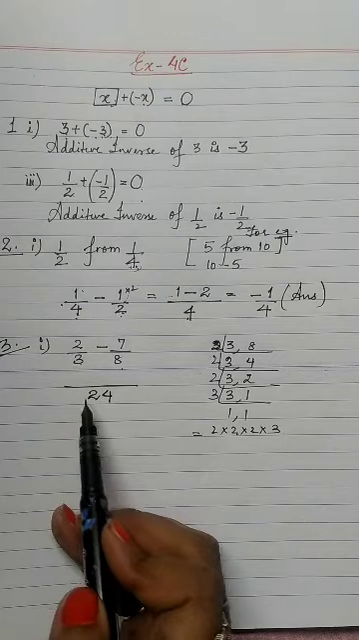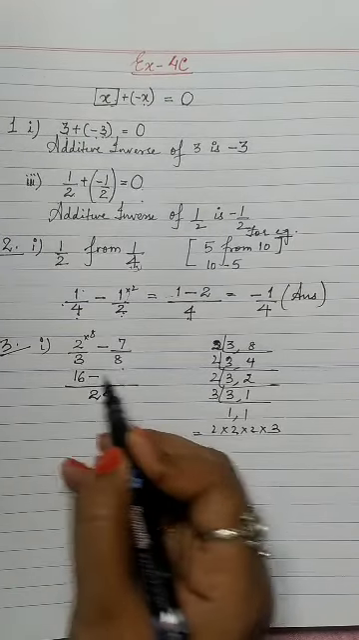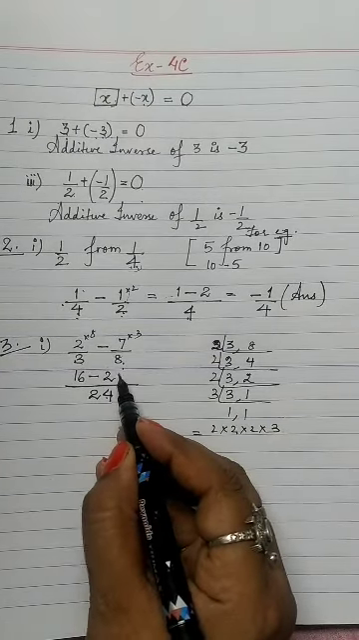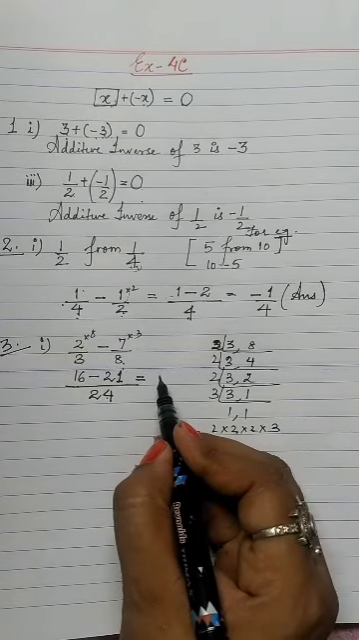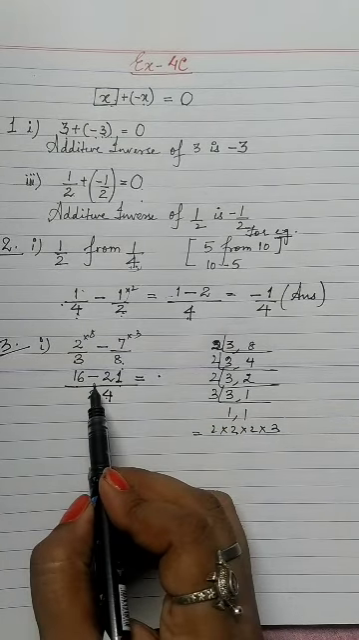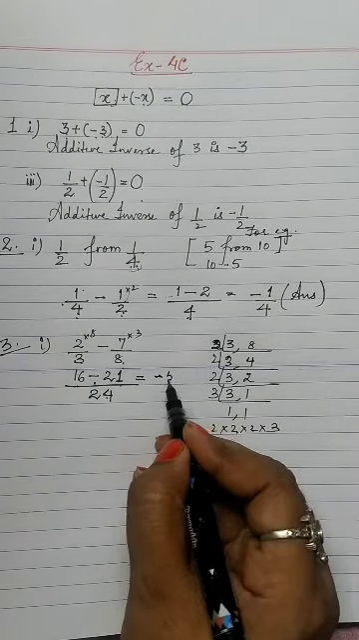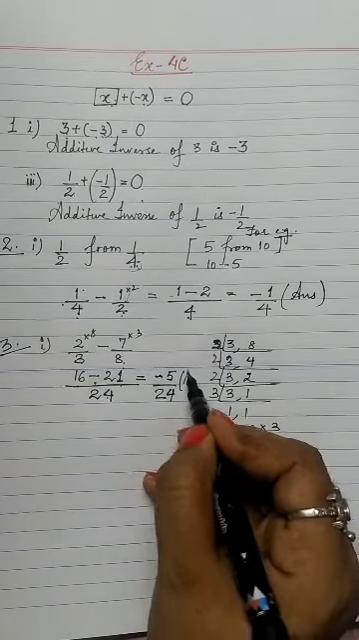Now, 3 into 8 is 24, 8 into 2 will give you 16, minus 8 into 3 is 24, 3 into 7 will give you 21. So, 16 minus 21, the greater number has a negative sign. Just look at it now. So, we are getting minus 5 upon 24 as the answer.